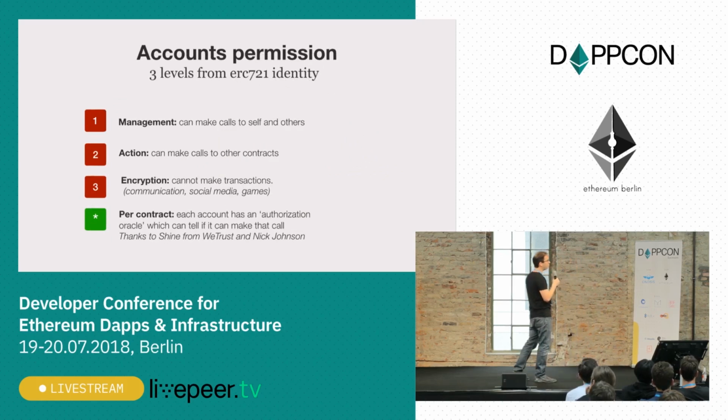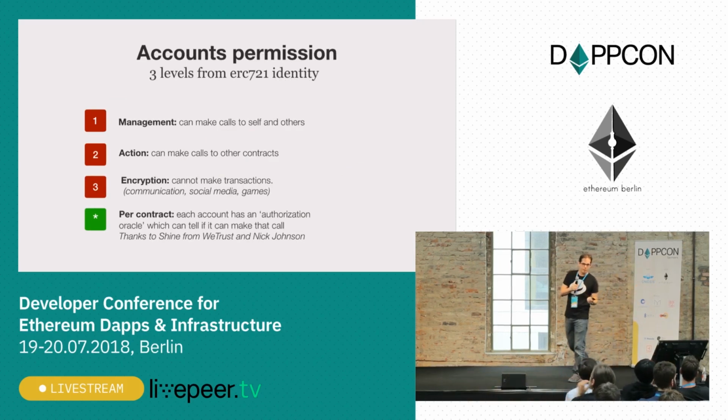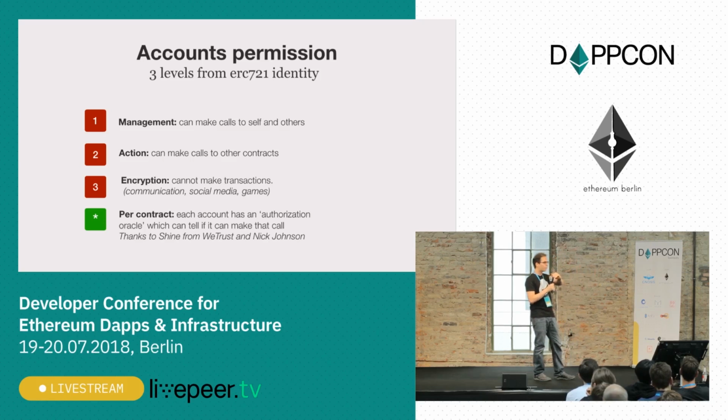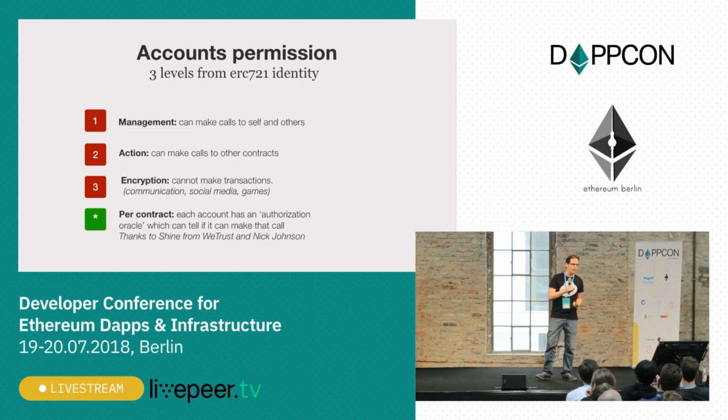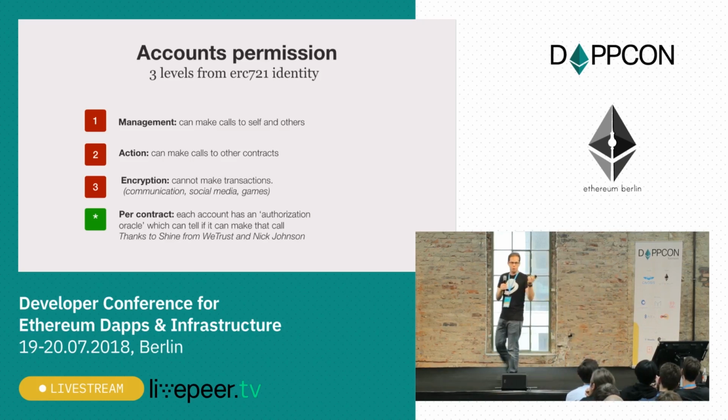And there are a few interesting things, because how do account permissions work? The ERC identity already comes with three basic permission levels, which is management, which can make calls to itself and to others, meaning it can upgrade itself, it can add new accounts, things like that. There's an action level which cannot make calls to itself, but can make calls to others, and there's an encryption level, with which you cannot make any calls, you just use it to, let's say, you're running a chat app, you're just signing messages, you just want proof you're yourself.